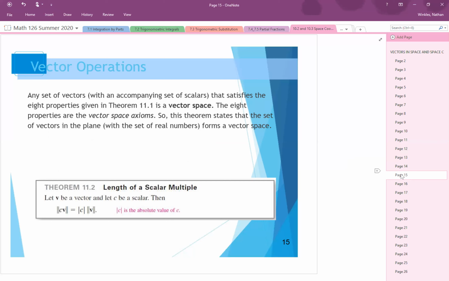So let v be a vector and let c be a scalar. Then the magnitude of cv is equal to the absolute value of c times the magnitude of v. So anytime that you have a scalar, you don't have to incorporate the scalar inside of your magnitude. You can just multiply by the absolute value of it in the end.